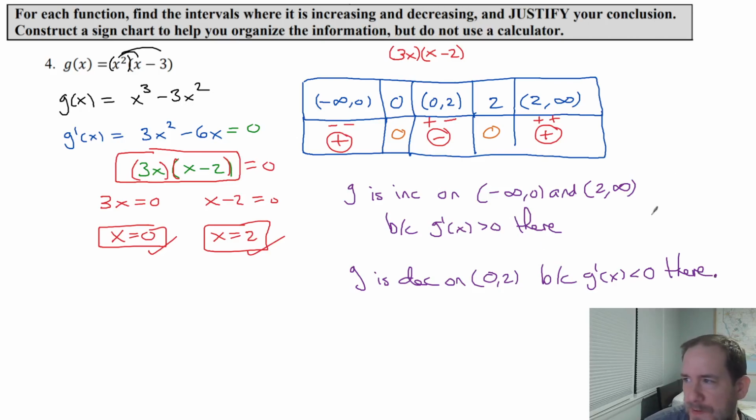And that's it. So that purple text is ultimately what we want to give as our answer, but you need the blue sign chart to justify this answer, and you can't build the sign chart without finding the critical values, and you can't find the critical values without doing the derivative. So all of this work is necessary.